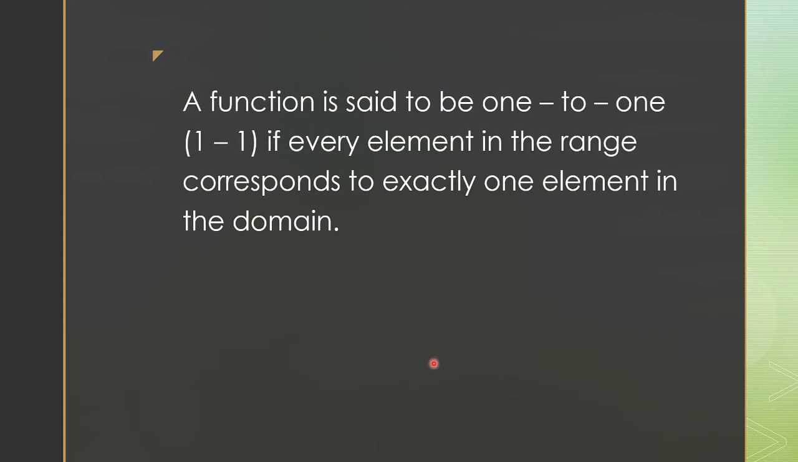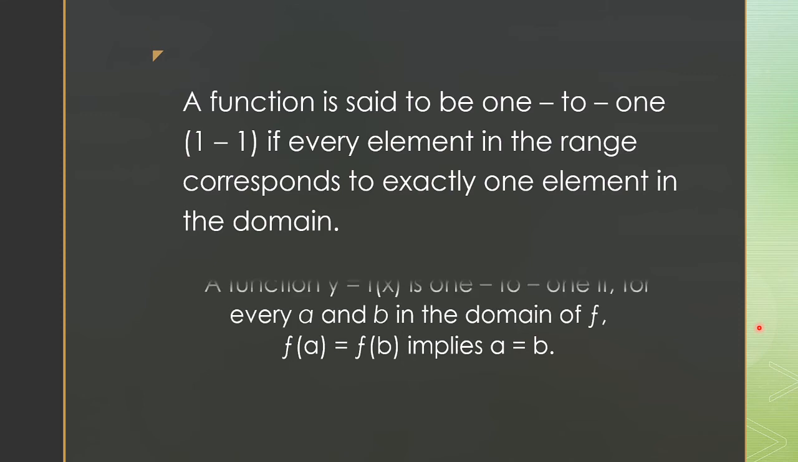Next, sabi daw dito, a function is said to be 1-to-1 if every element in the range corresponds to exactly one element in the domain. Kung napansin nyo dun sa previous examples natin, yung mga element ng x and element ng y is exactly, meron lang siyang one element na nauugnay doon sa x values and then the y values. Next, a function y is equal to f of x is 1-to-1 if for every a and b in the domain of f, f of a is equal to f of b implies a is equal to b. So meron tayong example niyan.